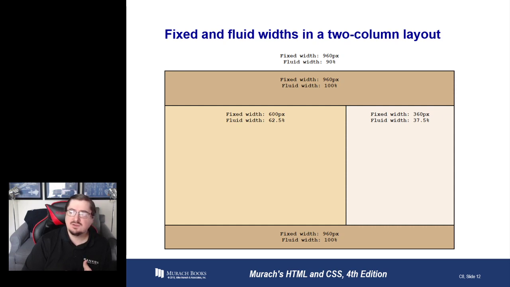Okay, well, I want to change that to a percentage. So in this case, I'm going to say that 960, we're going to make it 90%. So 90% of whatever the current screen width is. And that 90% number is basically arbitrary. It could be 80%, it could be 70%, it could be 90%.